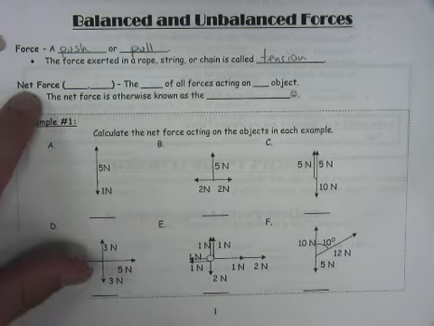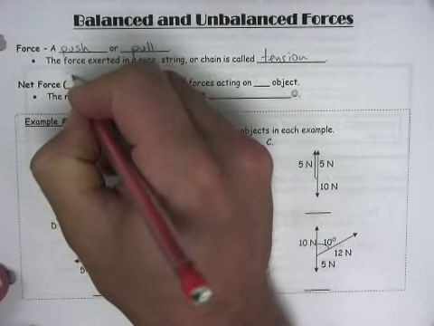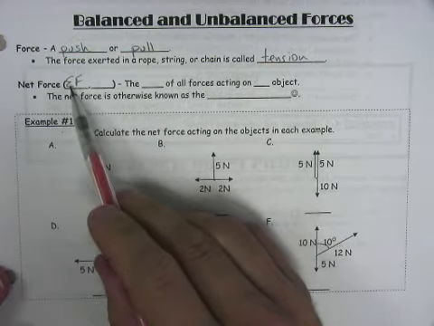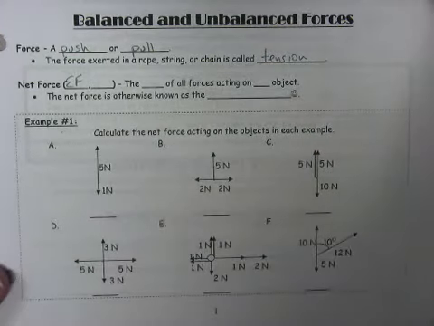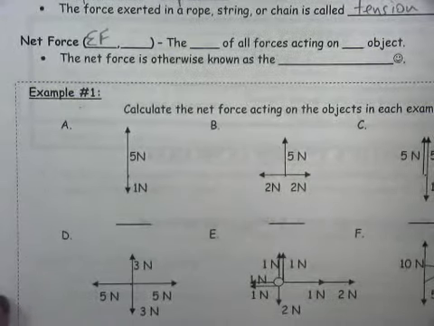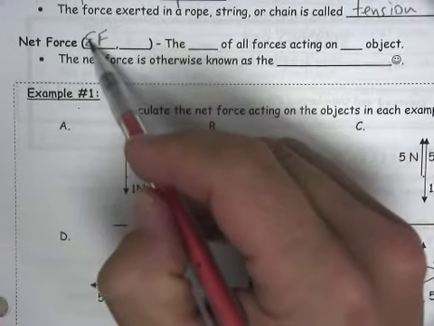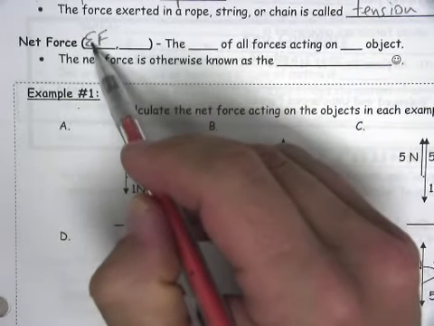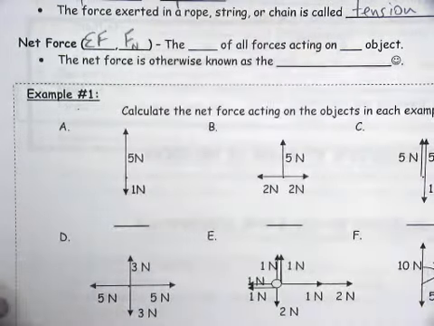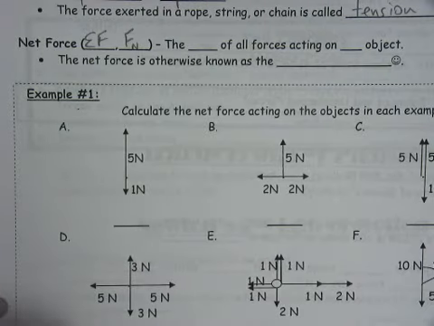Okay, the next thing we need to know is net force, and net force goes by a couple different abbreviations. This is the Greek letter sigma. Maybe I can zoom in a little bit more for you. So that's the Greek letter sigma, and the Greek letter sigma means sum up. So you're going to sum up all the forces, and also the net force is Fn, F sub n.